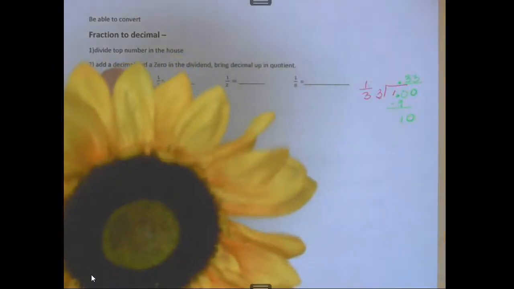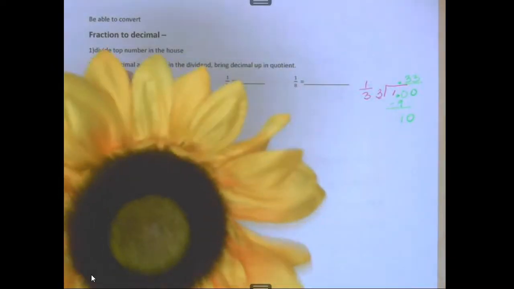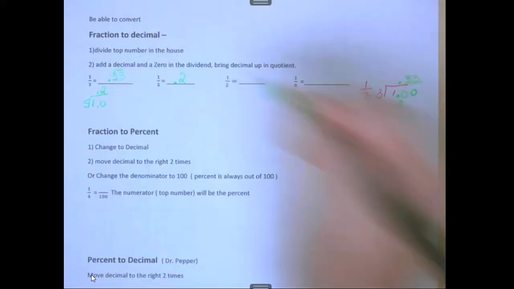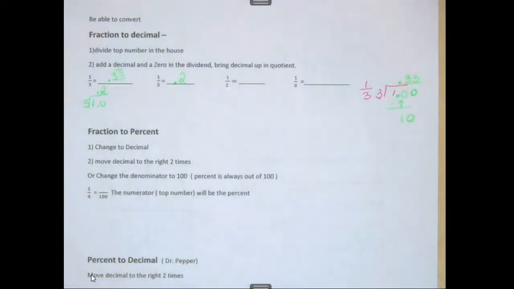One-fifth. 1 divided by 5. Is decimal 2. 2/10. Half. I know it is 5/10.